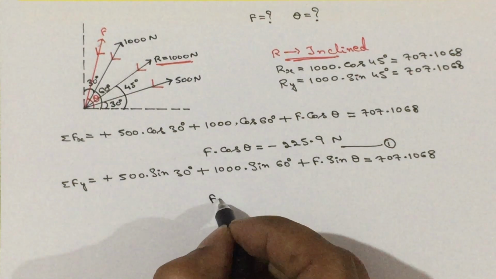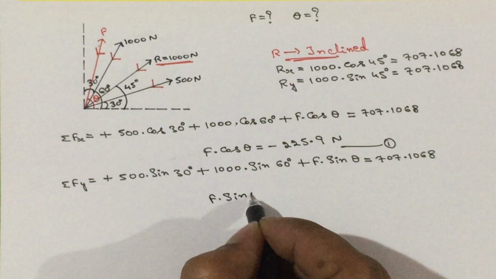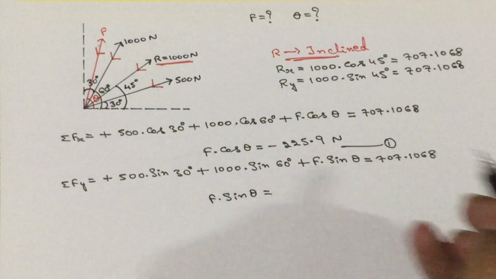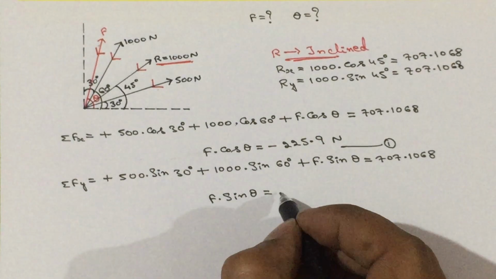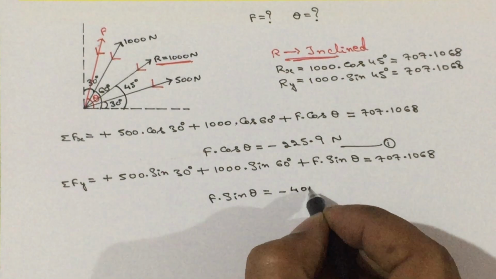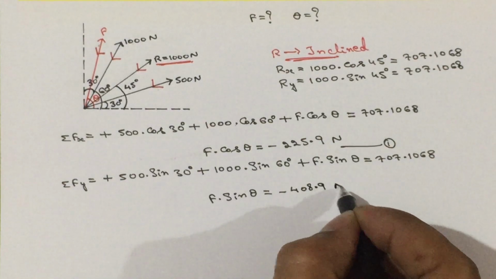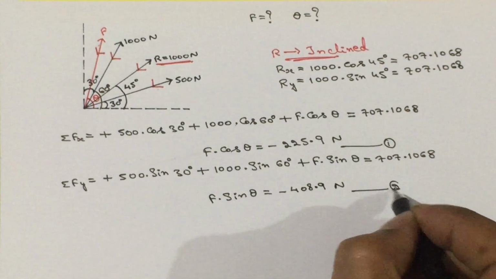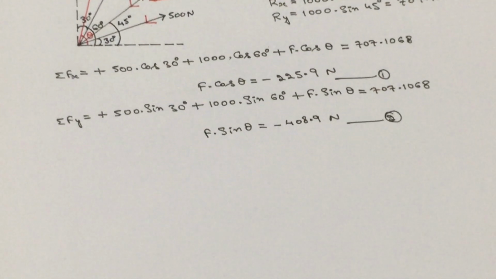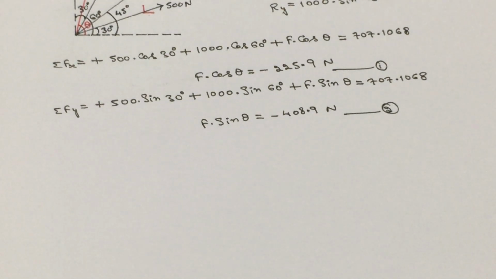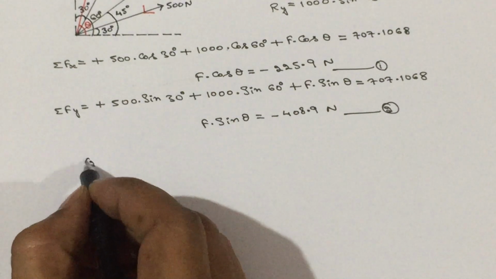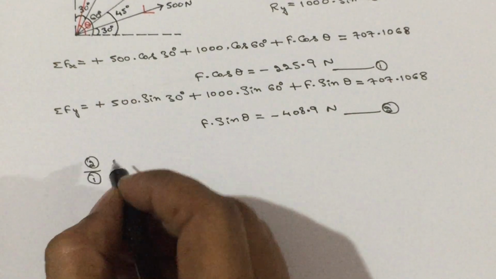So keep the unknown one side and move all other terms to the other side. You are going to get the value as minus 408.9 Newton. Take this as equation 2. Once you get 2 equations, just solve these 2 equations. So I am going to take equation 2 divided by equation 1.